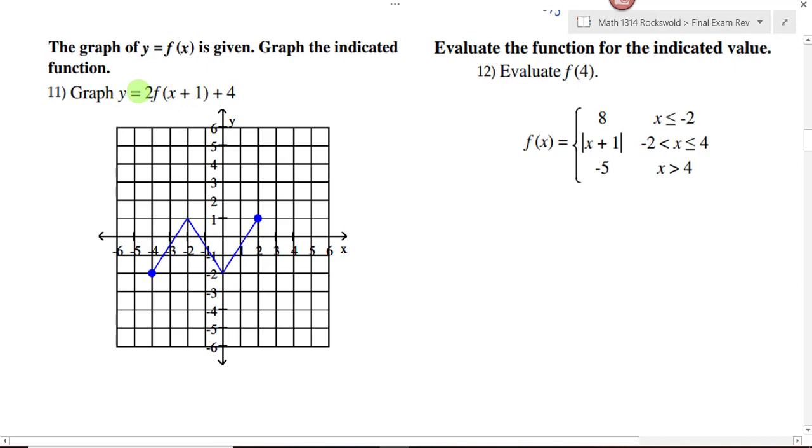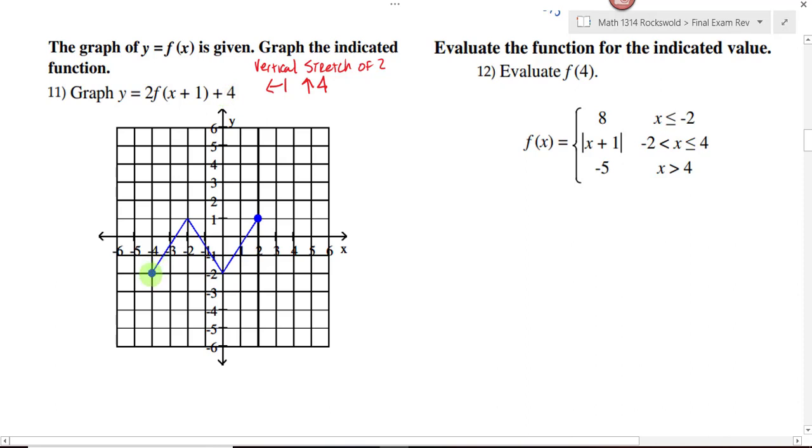So what does that 2 do? Let's start by summarizing the transformations. What does this 2 do right here? We have a vertical stretch of 2. What does that plus 1 do? Does it move the graph up, down, left, or right? Moves it to the left 1, and then what does the plus 4 do? Up 4. The constant out in front of the parent function is a vertical stretch. Inside the parent function is a horizontal shift, and it moves opposite the sign. That's why we move to the left. And then the 4 here is a vertical shift up.